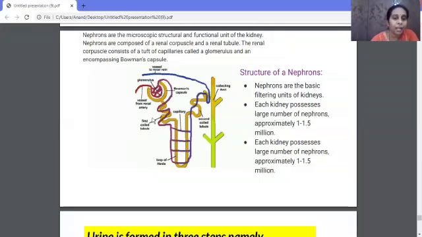After that, this filtrate starts moving down. It will pass through Henle's loop. In this loop, the second step of urine formation takes place: selective reabsorption. The name itself tells us that something will be reabsorbed. What will be reabsorbed? It will select and reabsorb. What is that selected one? Essential substances. We need not throw out essential substances from the body. We need them, isn't it?